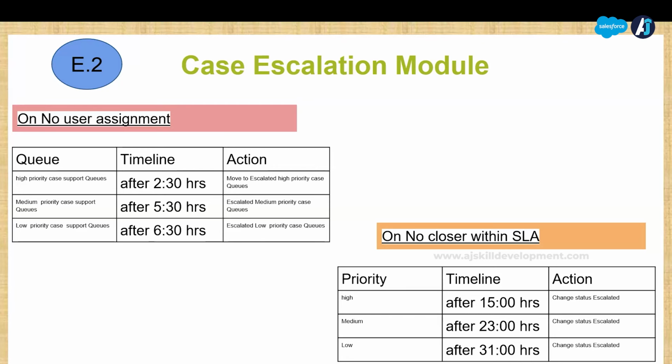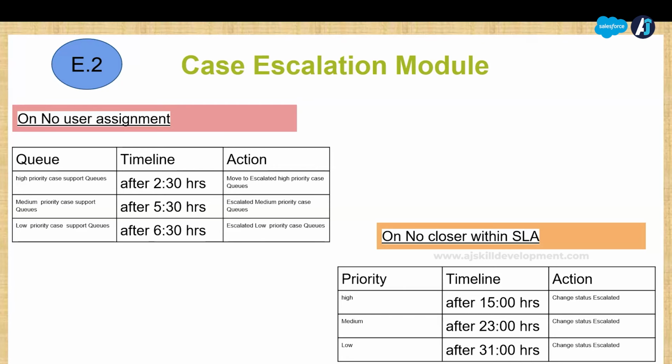There is one more escalation. If the case is not resolved within the given time period, like high priority cases need to be resolved within 2 business days, medium needs to be resolved in 3 business days, and low priority cases need to be resolved in 5 business days.